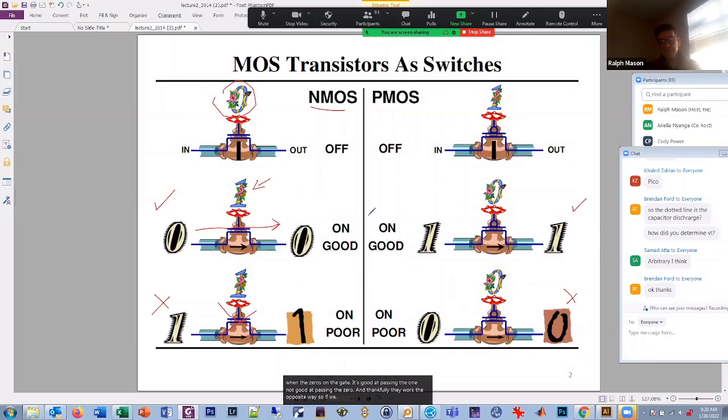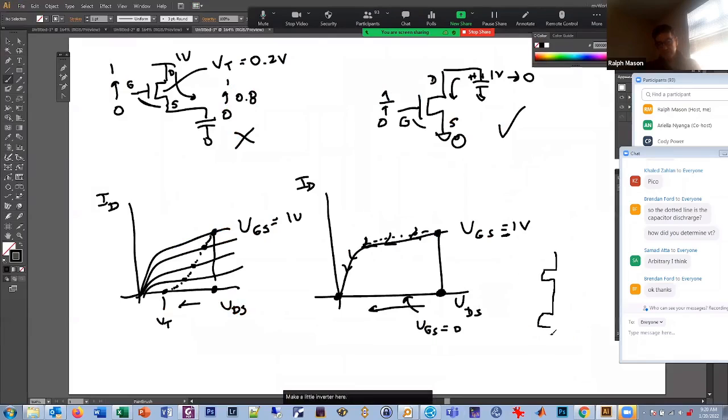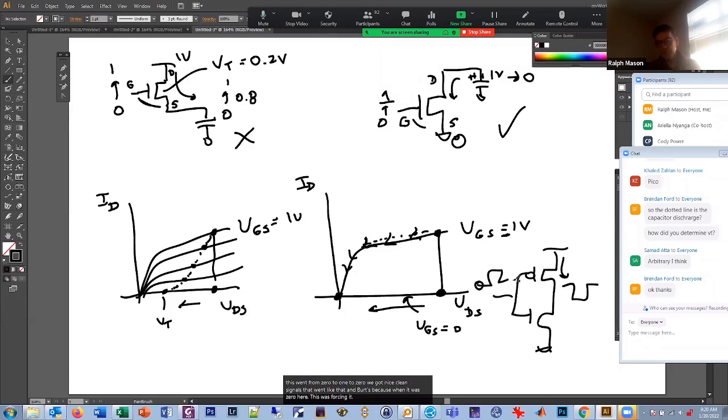So if we put them together, and that's what we're doing, like when we make an inverter, when we make our little inverter here, that's what we did. We said, oh, when this went from 0 to 1 to 0, we got nice clean signals that went like that, inverted, because when it was 0 here, this was forcing it to 1. It was passing a good 1 through the PMOS, not the NMOS. And when this was 1, that went to a 0. And now we had the NMOS. It was good at passing the 0. So we used the P for making the 1s, and we use the N for making the 0s go through. Hopefully that makes sense.